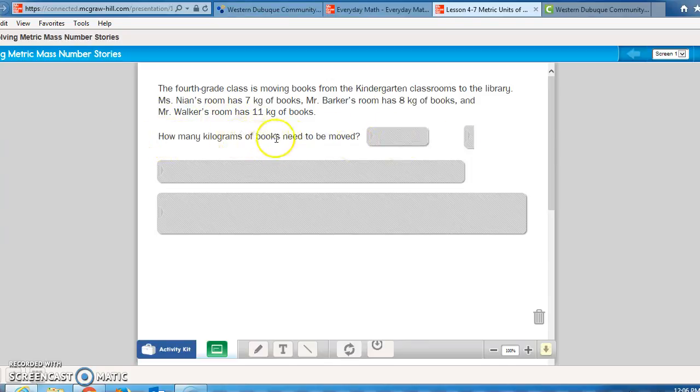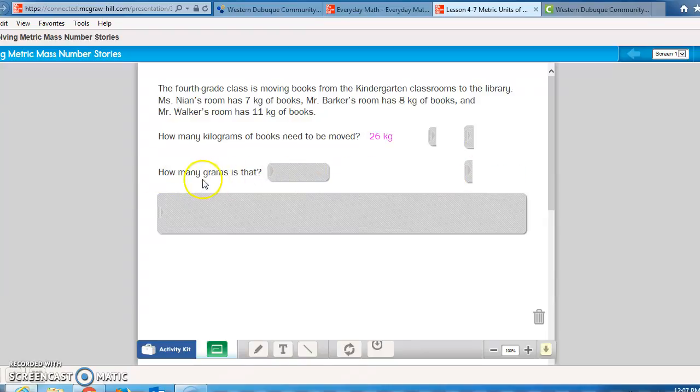How many kilograms of books need to be moved? Well, I'm hoping you're realizing that you're going to have to add 7 plus 8 plus 11. Please pause the recording now and add those numbers together. When you added those numbers, you should have realized you came up with 26 kilograms of books.